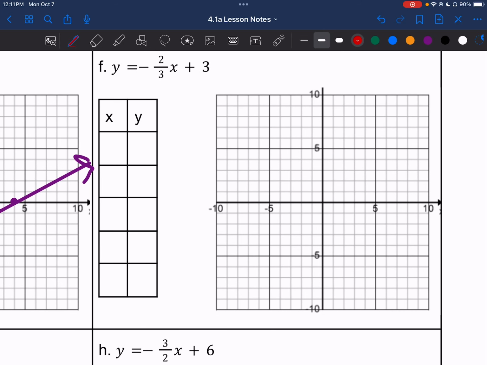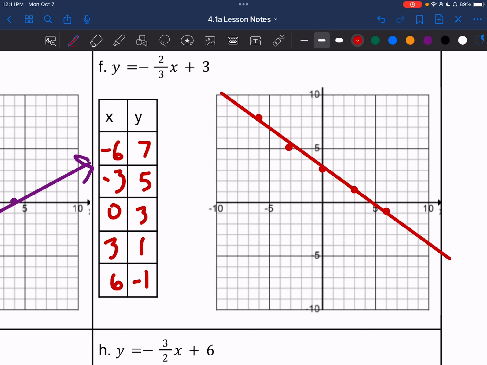Letter F. We are multiplying by -2/3 times x plus 3. So I'm going to multiply with multiples of 3. So I have -6, -3, 0, 3, and 6. And I start with, we get a 7, we get 5, we get 3, 1, and -1. And let's graph these: -6 and +7, -3 and +5, 0 and 3, 3 and 1, and 6 and -1. I'm able to draw in my line. Okay, and the arrows at the end.